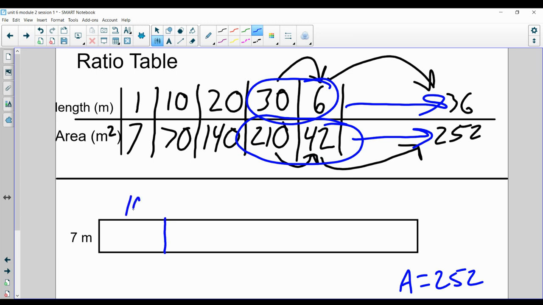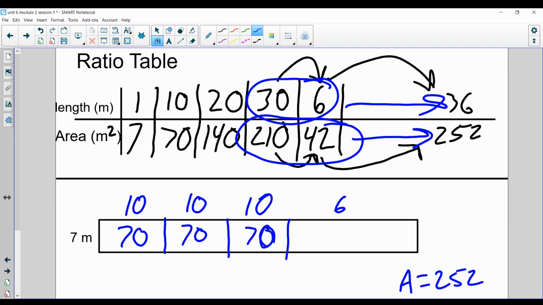So if I did 10 here, then this part of the rectangle would be 70. I could do another 10. That'd be another 70. And then another 10 gets us another 70. And so if you remember from our problem before, we're up to 210 now. And once again, the part that we still need to add on is 6.